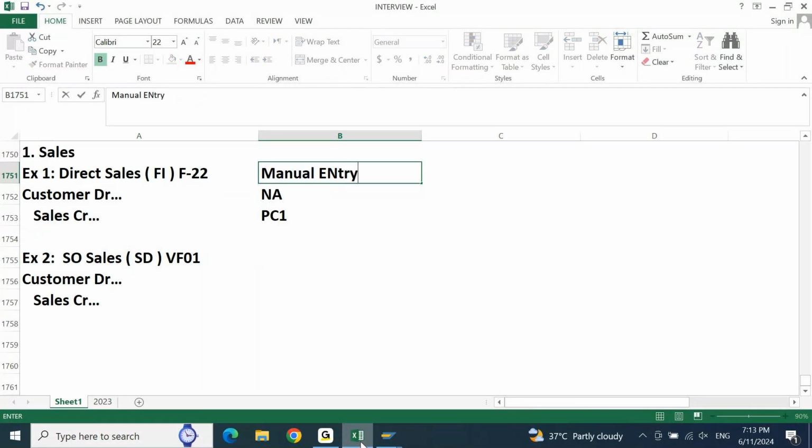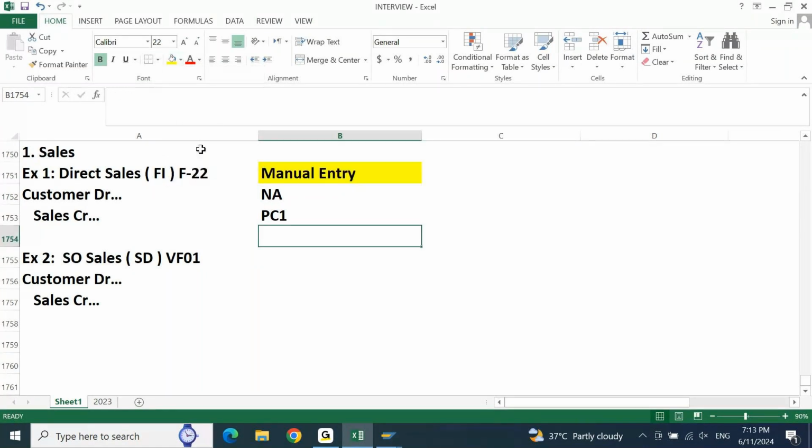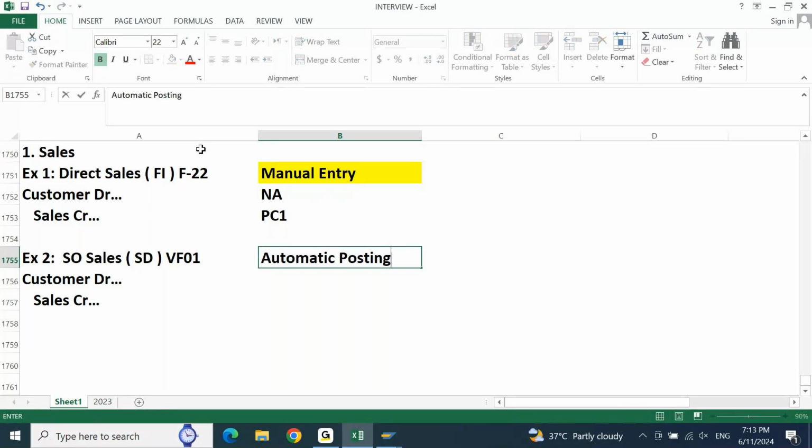This is manual entry. Agree? Yes, manual entry. And is the second one, example number 2, a manual entry? Not manual entry. It's automatic posting. This is automatic posting based on what? What configuration? FI-SD configuration. What is the T code? From where is it coming? This entry is coming from VKOA.